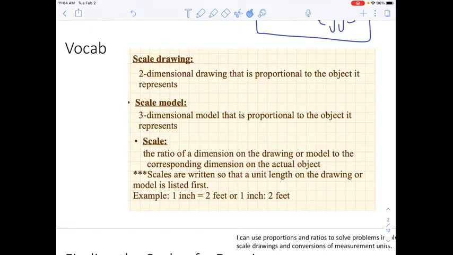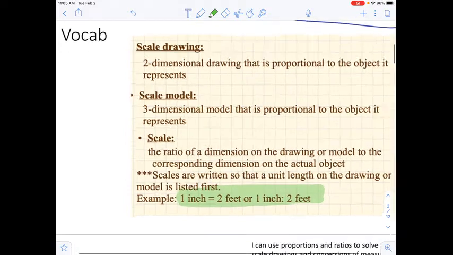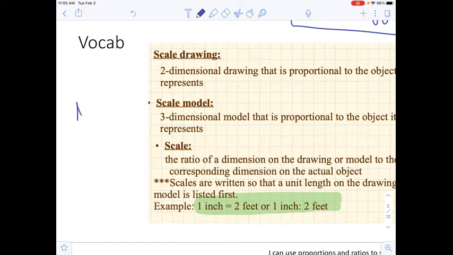Scale is the ratio of a dimension on the drawing or model to the corresponding dimension on the actual object. Scales are written so that the unit length on the drawing or model is listed first. So we want that unit to be first. Different than unit rate where we had it on the bottom, we actually want the unit to be on the top. So like 1 inch equals 2 feet, or 1 inch colon 2 feet. 1 inch for every 2 feet. The biggest thing I want you to write down is this: model over actual. That's what we are going to do over and over and over to find the scale.